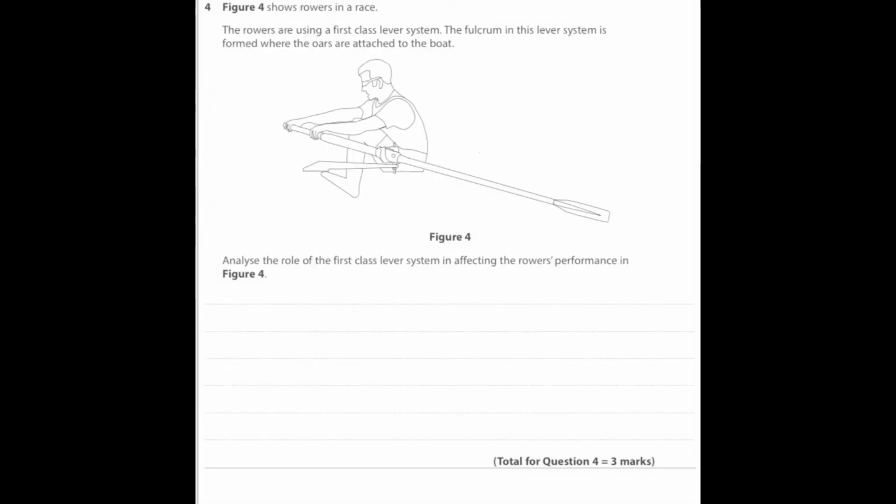Okay, so I'm only going to do a couple more of the long answer questions because otherwise this video is going to be way too long, but I might do a part 2. So, question 4. Figure 4 shows rowers in a race. The rowers are using a first-class lever system. The fulcrum in this lever system is formed where the oars are attached to the boat. Analyse the role of the first-class lever system in affecting the rower's performance in figure 4.